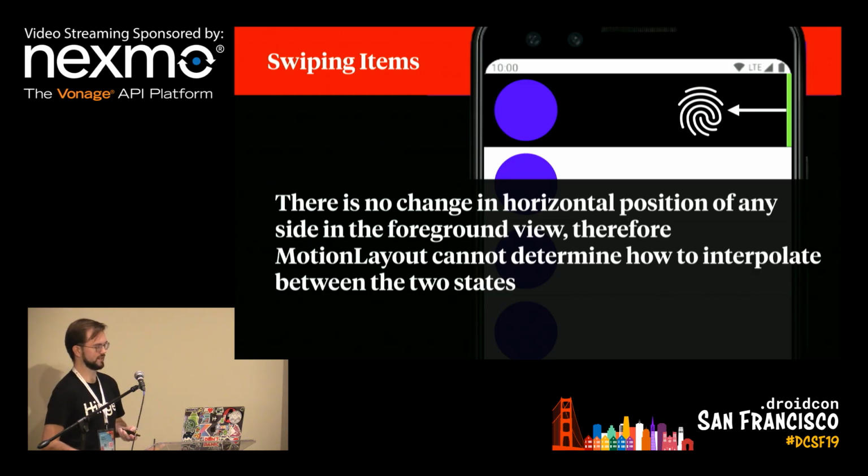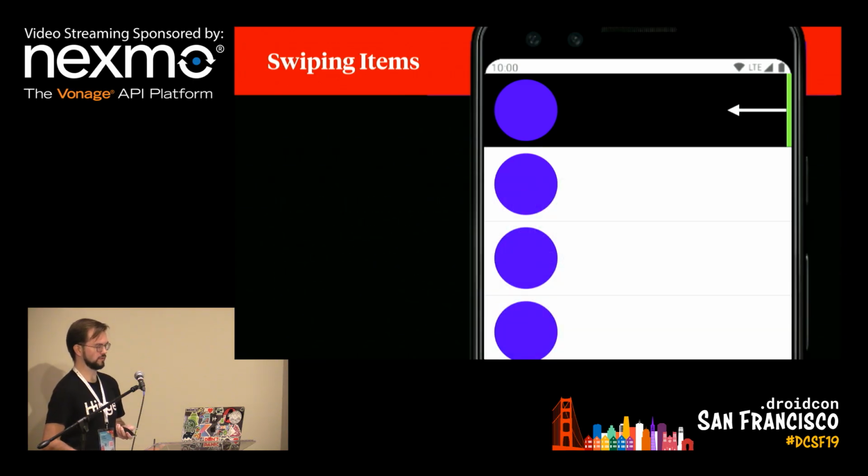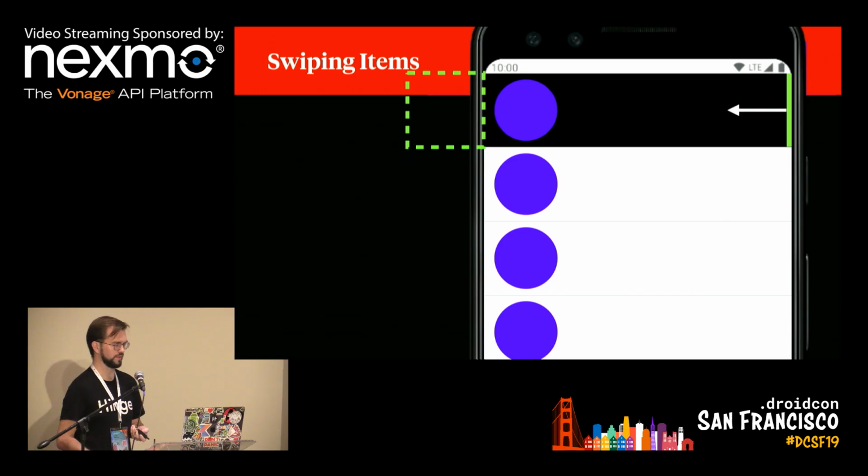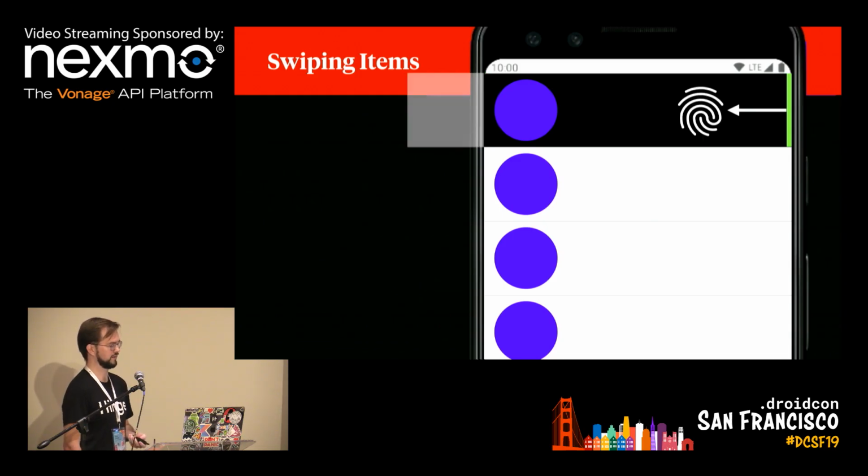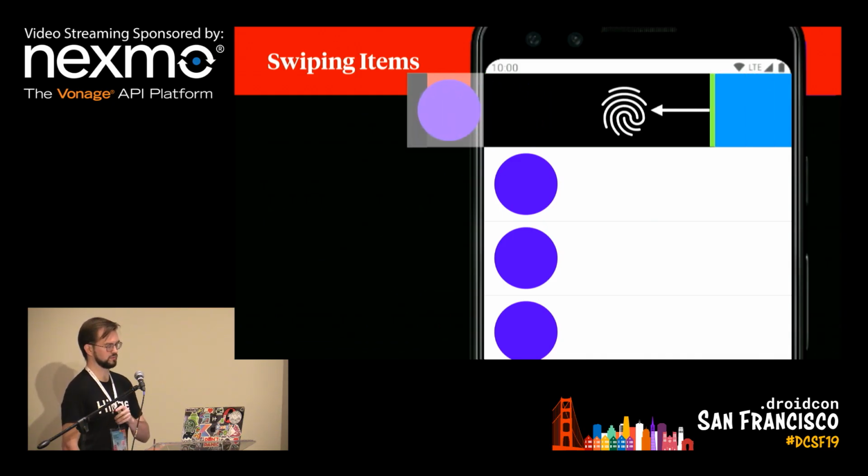Therefore, it can't interpolate. So how do we fix this? One way that I thought of was you can create an empty view that constrains itself to the side of the parent, like that. And then you can rearrange the constraints of the view holder, the foreground, and all of its internal views to move in constraints that way.